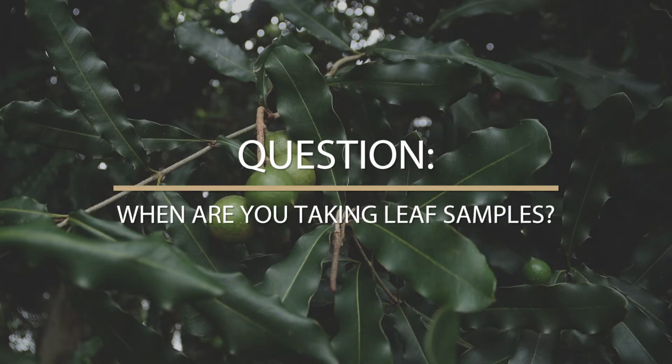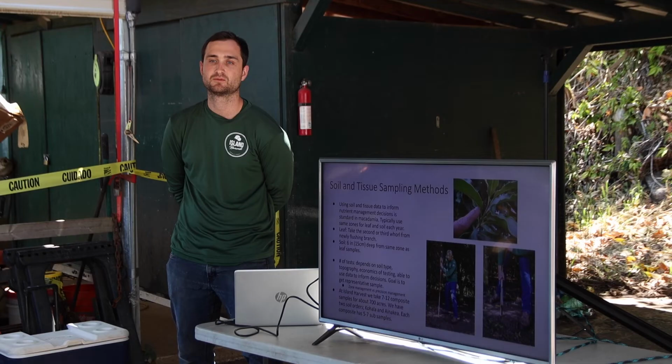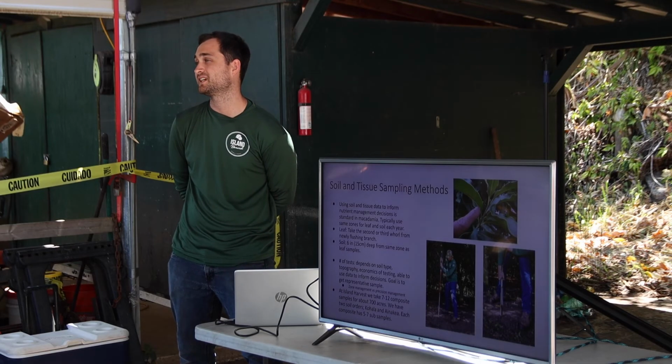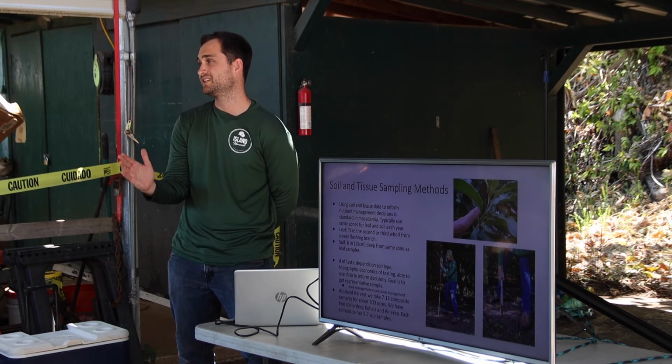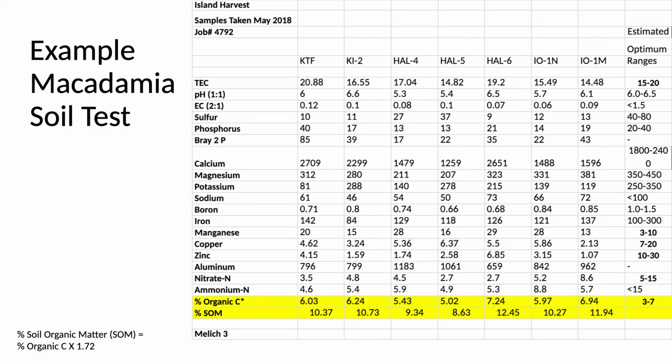Leaf samples should be taken in the spring, probably later than that. We want it once the crop is starting to develop, March through May. We typically just sample once a year, in the middle of that window, and then try to compare it year to year. And this is just an example of what a soil test looks like, one of our soil tests.